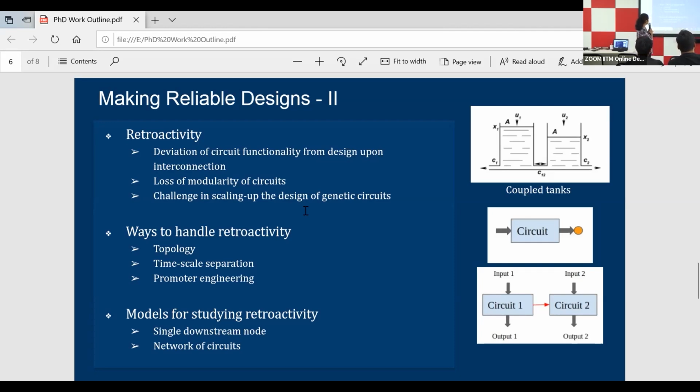So, in order to get around this, there is some work in the literature where typically they consider the downstream circuit as just a node connected to a circuit, and they call this a canonical downstream node. And this model does not really give a very good idea about how to handle retroactivity computationally. Instead, I have shifted the view to something like this, where we have two circuits with their individual inputs, and then there are their individual outputs, and the red arrow indicates an interaction between the two, which is not part of the design.